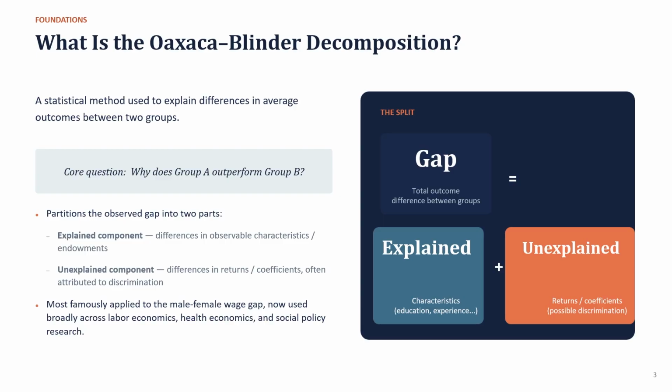The second component is the unexplained part. This comes from differences in the returns to those characteristics, meaning that if a woman gets a lower wage increase for the same year of experience as a man, that difference is captured here. In labor economics, we often interpret this unexplained part as a potential signal of discrimination.